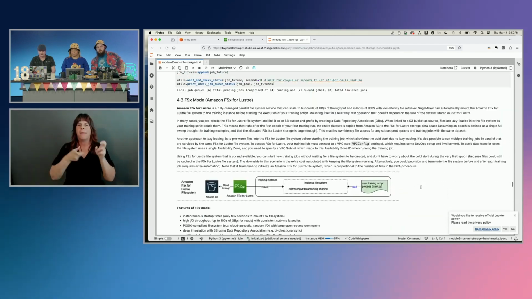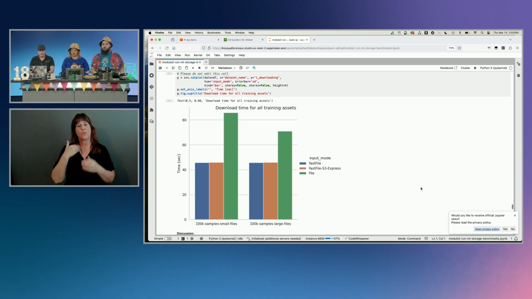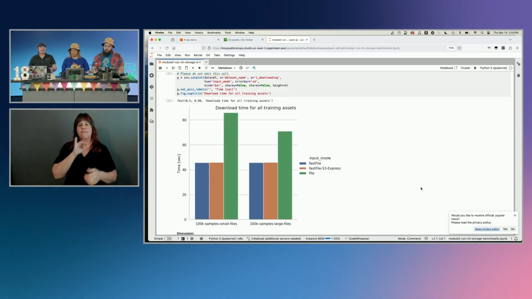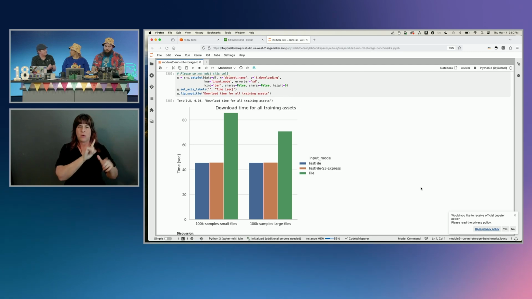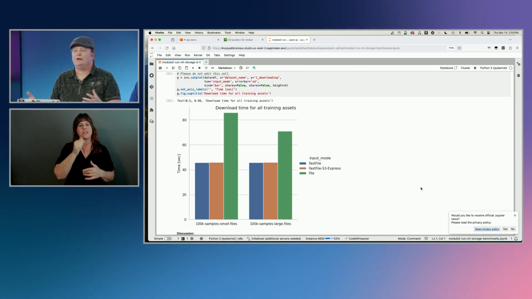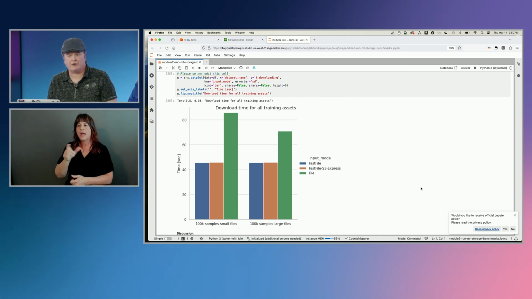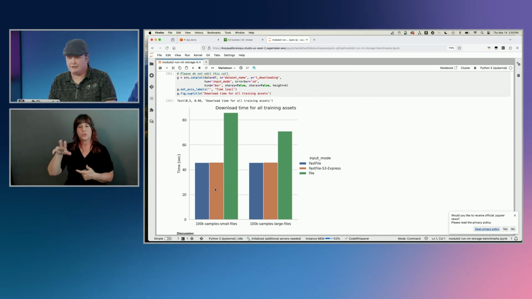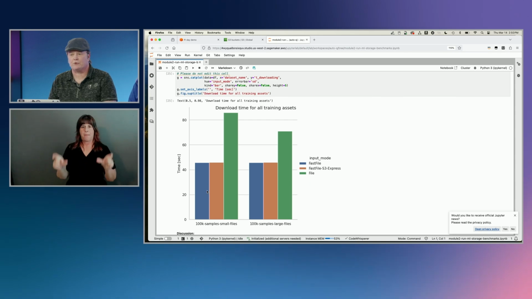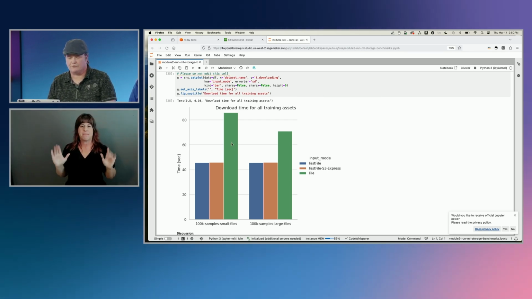So what do we have here? We're going through SageMaker, and down here are our graphs. What we're comparing is file mode, which downloads all the data to your EBS volume on your SageMaker instance, against fast file mode, which Emily talked about, with either S3 or S3 Express. You see it's the same performance for this portion because it's just downloading the metadata. And obviously it takes a lot longer for file mode because it's actually going to download everything.